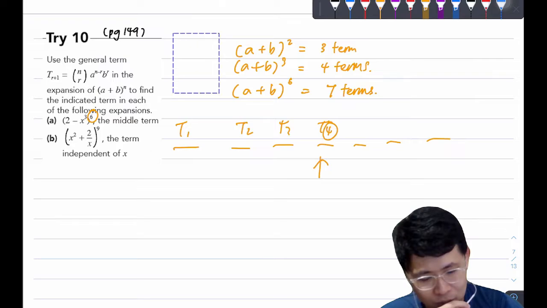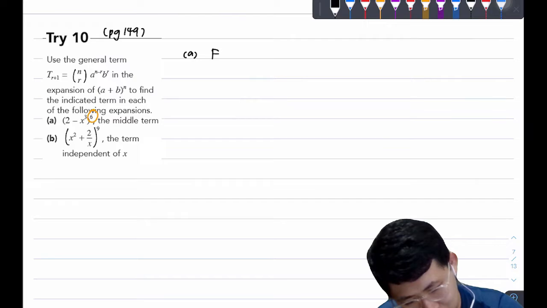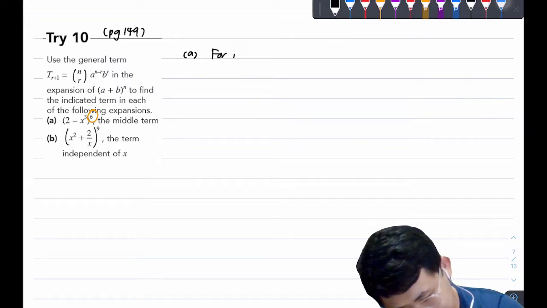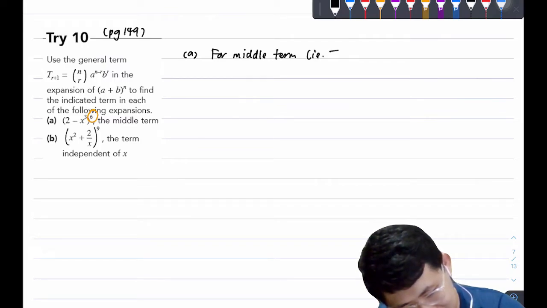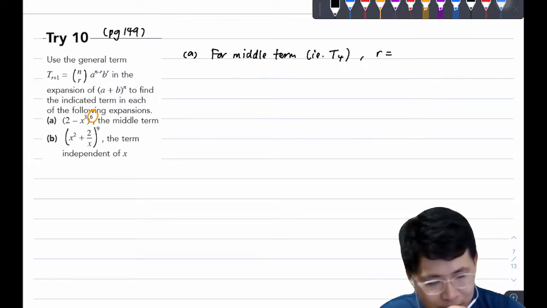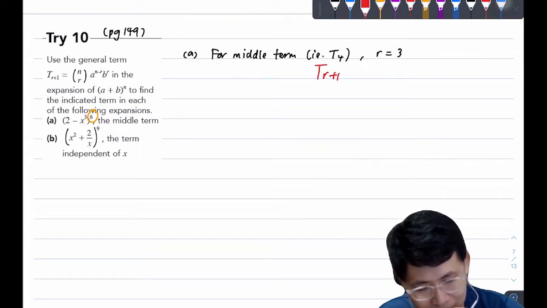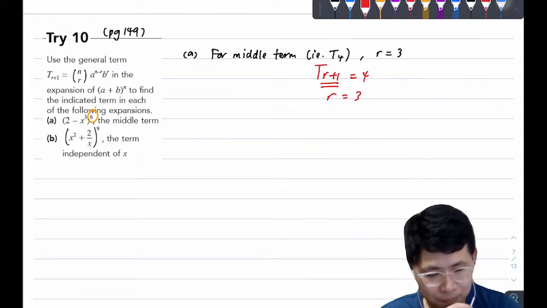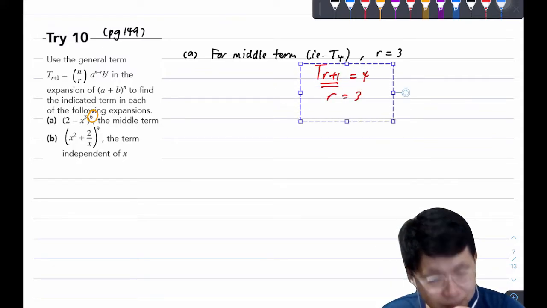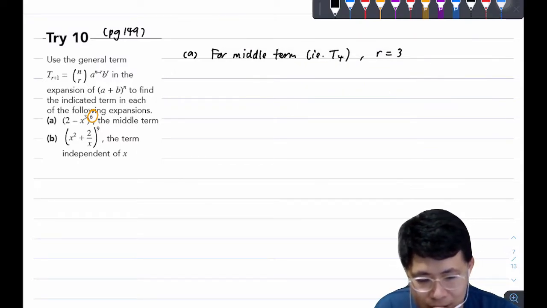So for the middle term, which is term 4, what is the value of r? r is equal to 3, because this would be t sub r plus 1. So it means that 4 equals r plus 1, so r is equal to 3. Okay, so this is what we have over here. So how do we do this? In order to look for the middle term, we just need to do that.